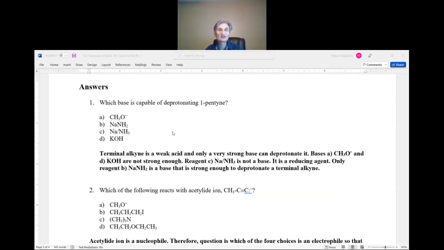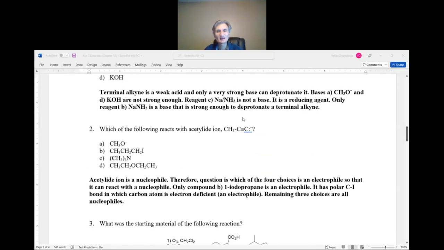Acetylide is a general name. It's an ion that is obtained from acetylene. That would be the simplest 2-carbon alkyne. But also the name acetylide is used for any anion that is generated from an alkyne. And that's the case here in question number 2. This is the acetylide ion that is generated from propyne. So which of the following reacts with acetylide ion?